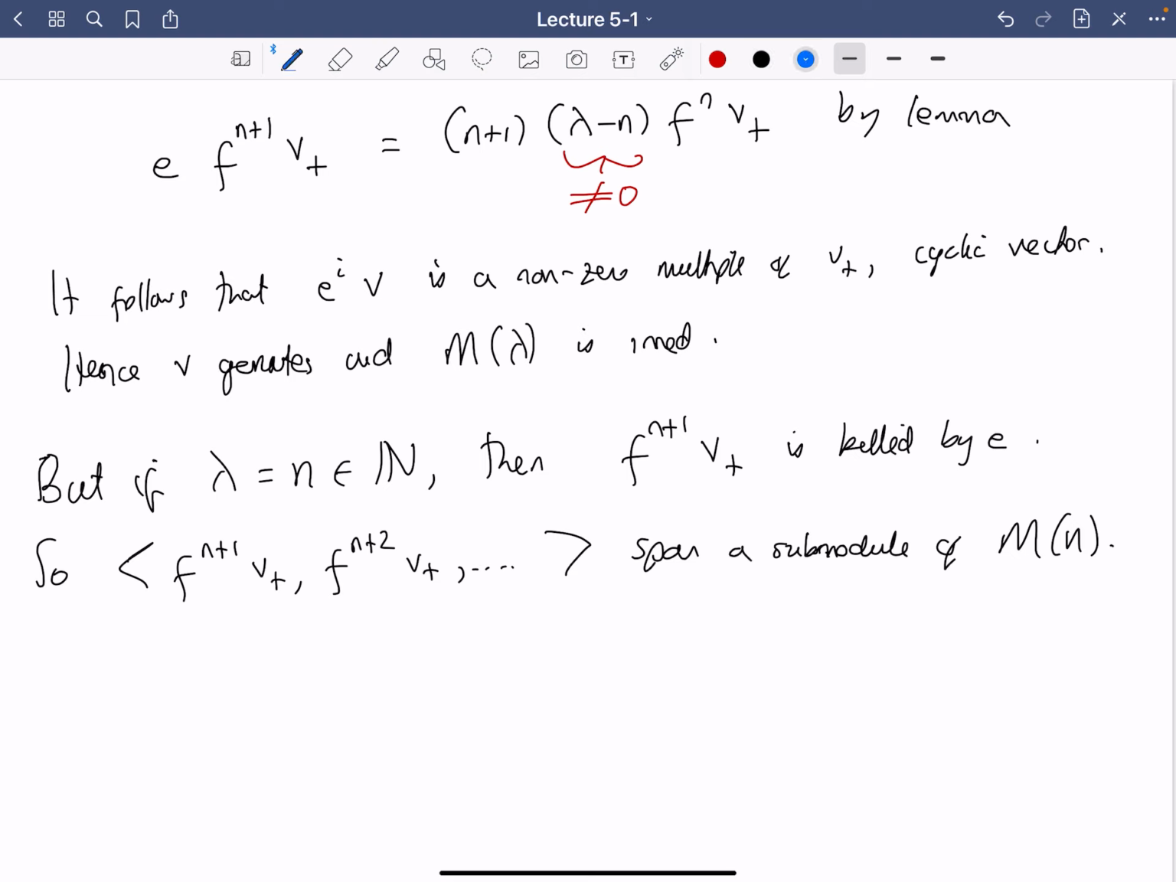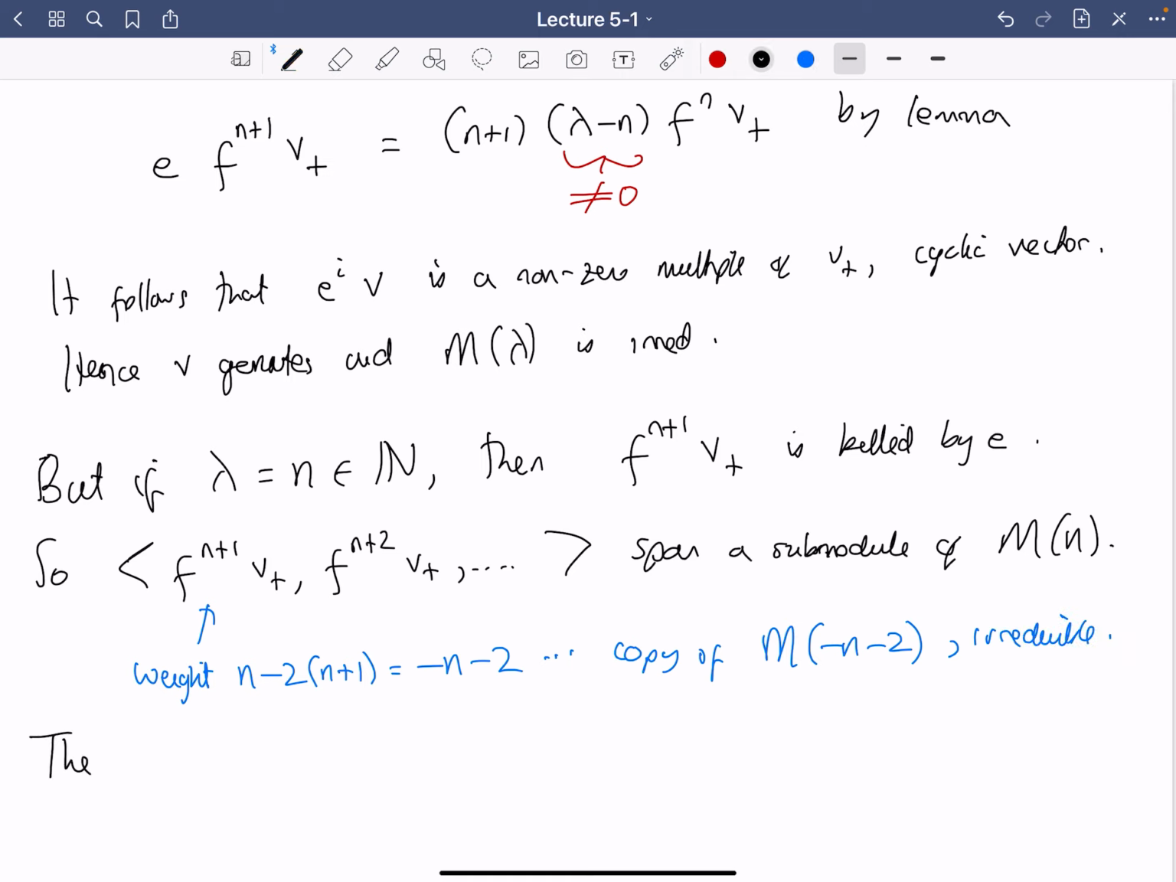And then you just look at weights. So v plus was of weight n, and then we've subtracted those guys. So this is of weight minus n minus 2. And in fact, it's rather easy to see that this is a copy of M of minus n minus 2, which we'd already shown is irreducible.